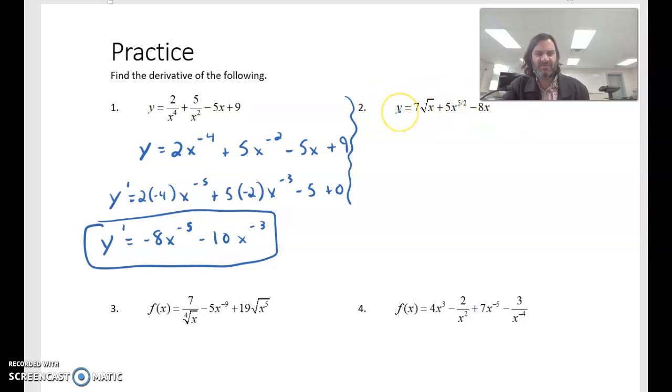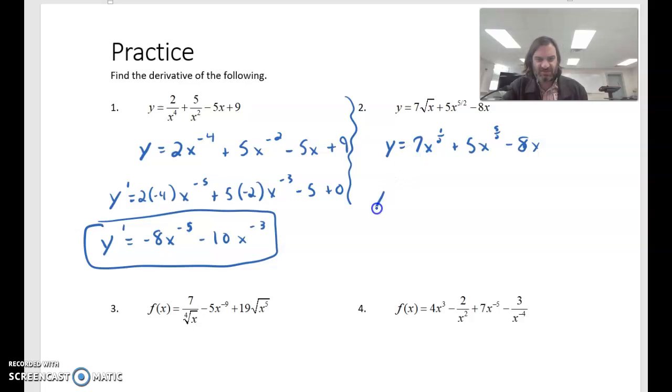Next, we have y equals 7 times the square root of x plus 5x to the 5 halves minus 8x. Now there's only one reason we need to rewrite this, and that's because of the square root. So we'll rewrite it as 7x to the 1 half plus 5x to the 5 halves minus 8x.